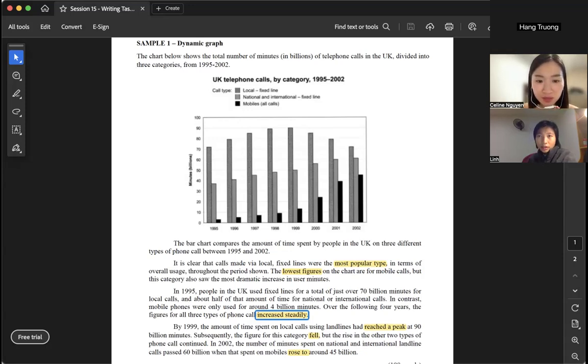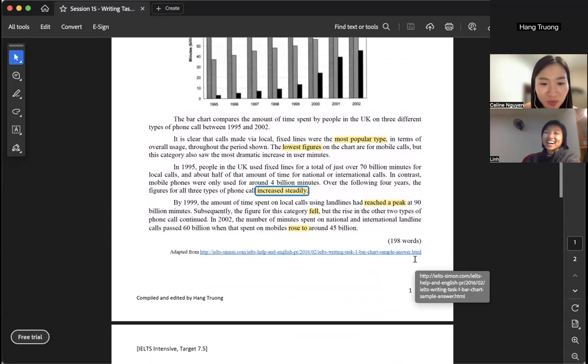Okay, I think that's good for sample one. Should we move on to sample two? Okay, let me take a minute to read it all. Okay, I can scroll down if you want.